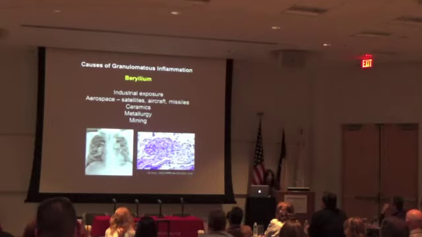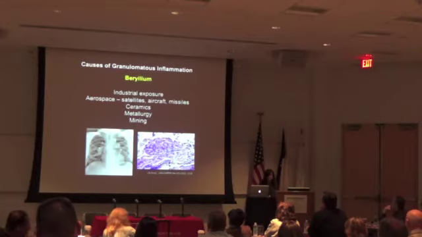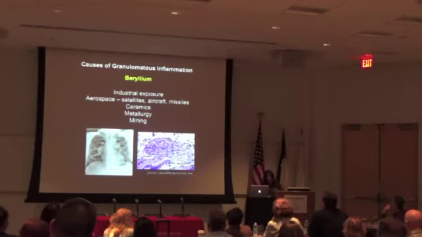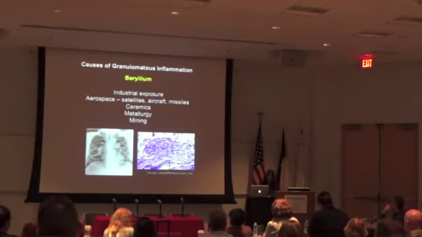So one example is beryllium. Exposure to beryllium produces a syndrome that is identical to sarcoidosis. And beryllium is found everywhere in the industrial endeavors, especially in aerospace-related industry. It's used in the manufacture of satellites, aircraft, missiles, ceramics, various metal works, as well as in mining.